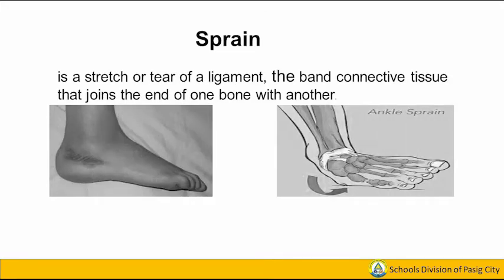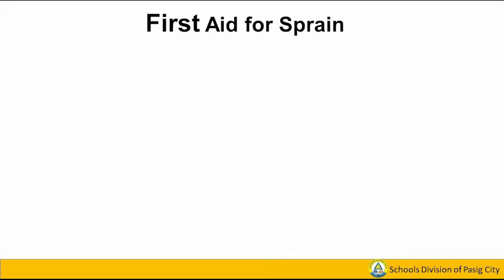Sprain is a stretch or tear of a ligament, the bond connective tissue that joins the end of one bone with another. This usually happens during a sports event that includes running, such as in basketball and soccer. Here is the first aid for sprain.